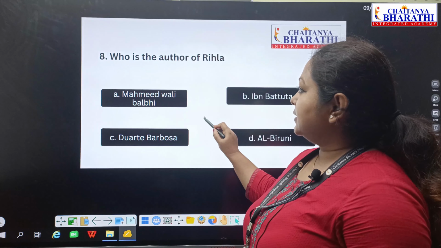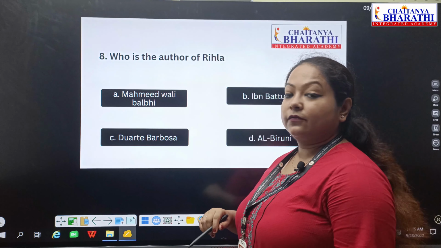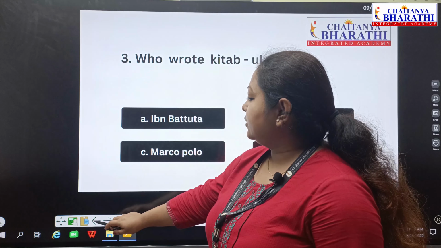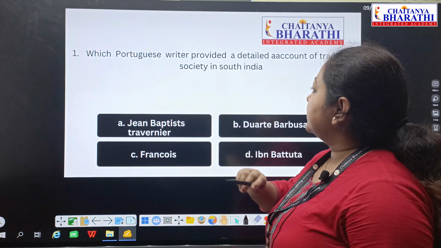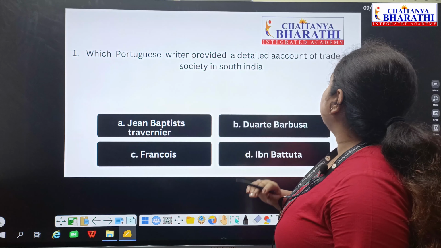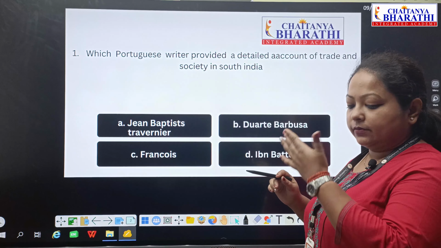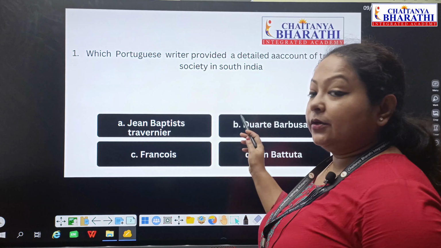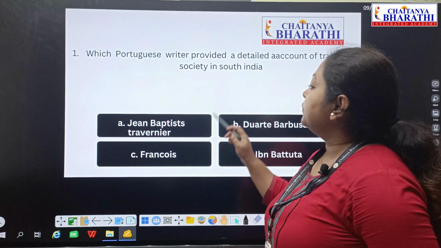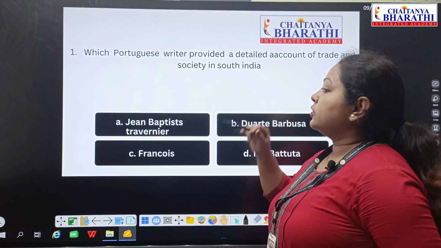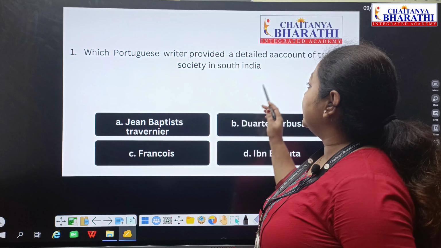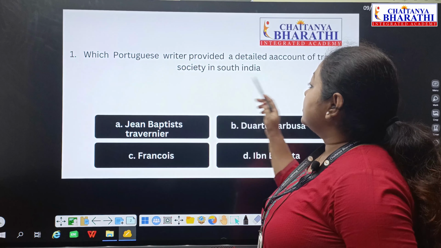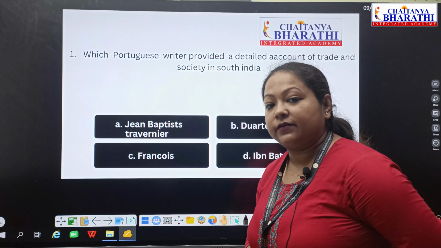So now we'll discuss a few objective questions from the chapter. Here I have taken only 8 questions. Which Portuguese writer provided a detailed account of trade and society in South India? While going through the chapter, we came across the accounts of Portuguese travelers and writers, and they have written about the society in South India. Which particular traveler wrote this?